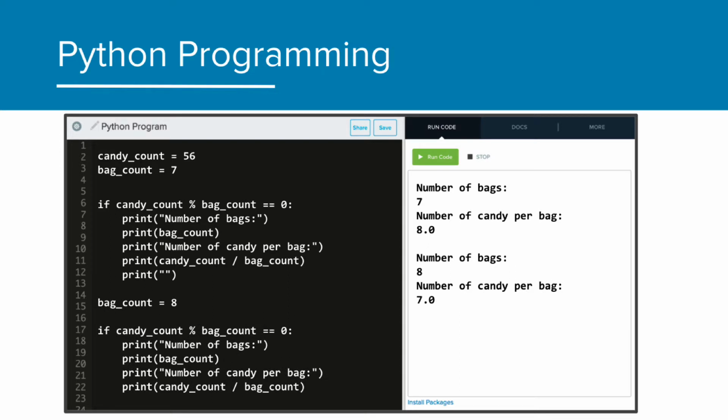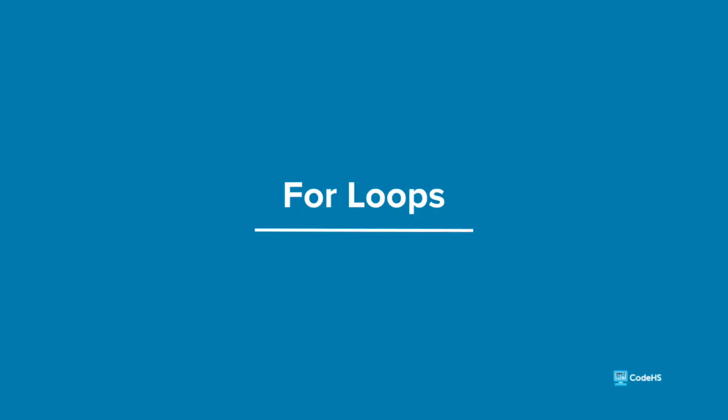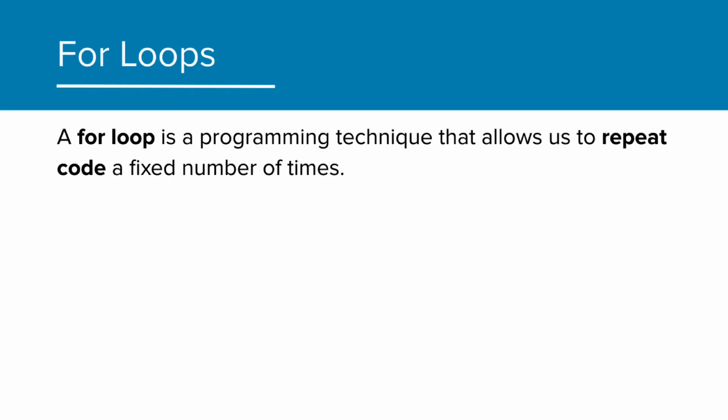Now we can copy and paste code, but we still need to update the numbers, and we have a lot of repeated code, which is not efficient. Thankfully, Python has a technique that allows us to try many numbers very quickly. Introducing for loops. A for loop is a programming technique that allows us to repeat code a fixed number of times. Let's take a look at an example.